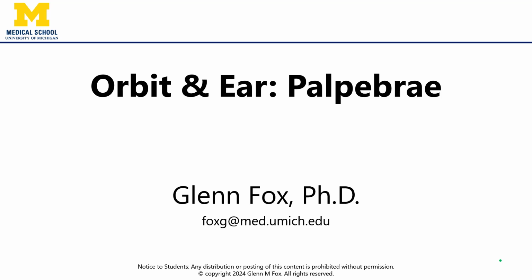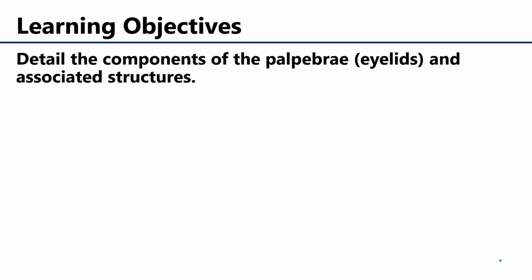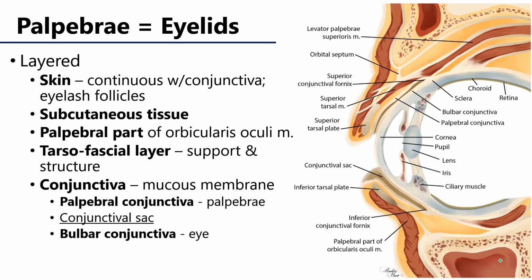Let's talk about the palpebrae, or the eyelids. In this video, we'll discuss the various components of the palpebrae and their associated structures. So we'll be using the terms palpebrae and eyelids interchangeably. These palpebrae are complex and layered structures.